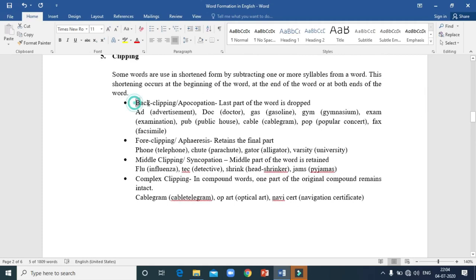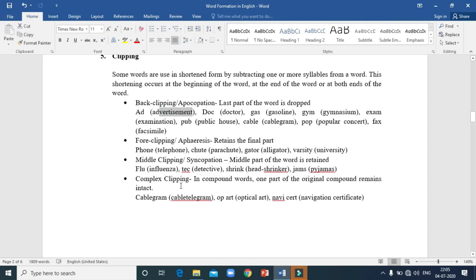First is back clipping or apocope. Here, back means the last part of the word. Here, the last part of the word is dropped. Let's look at this. Advertisement becomes ad. The last part, advertisement, is gone.